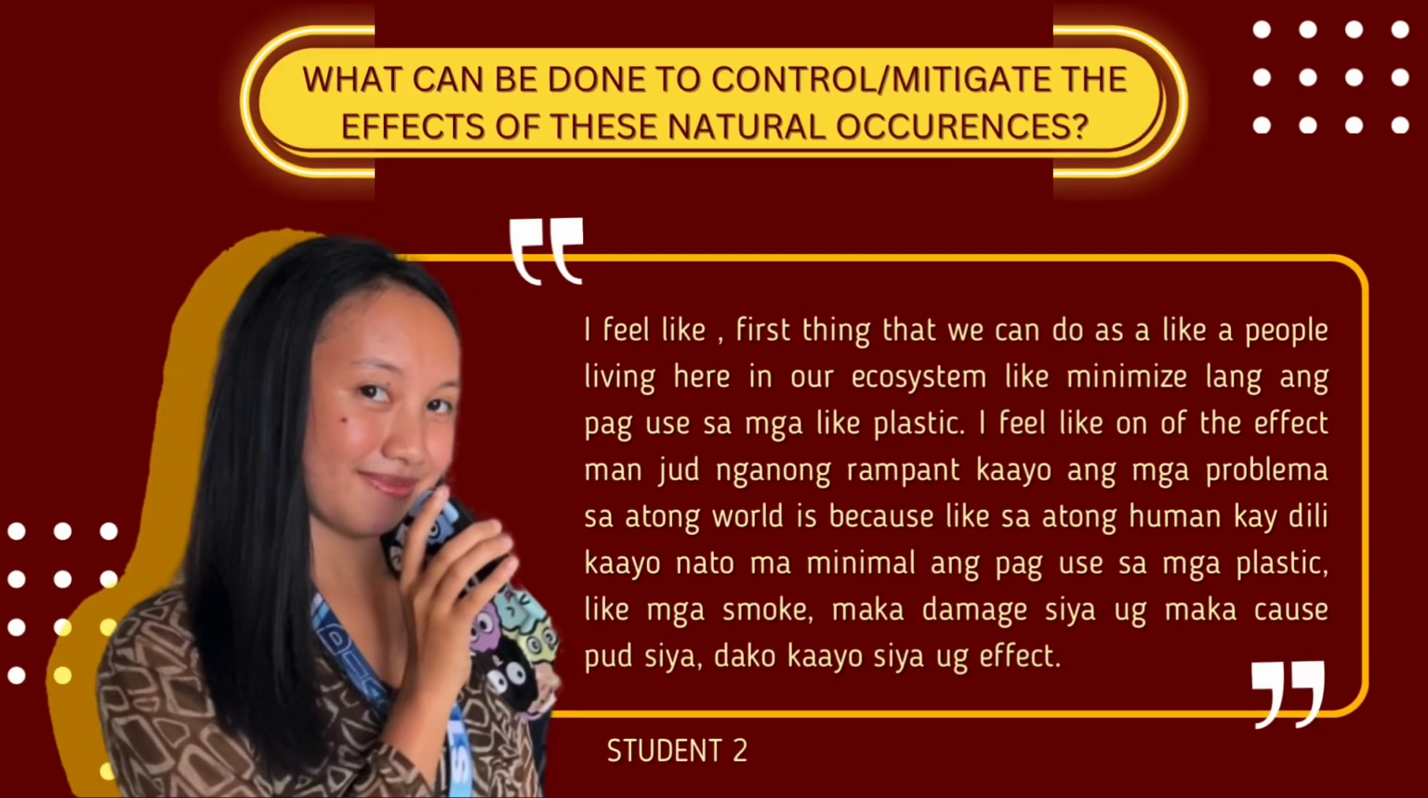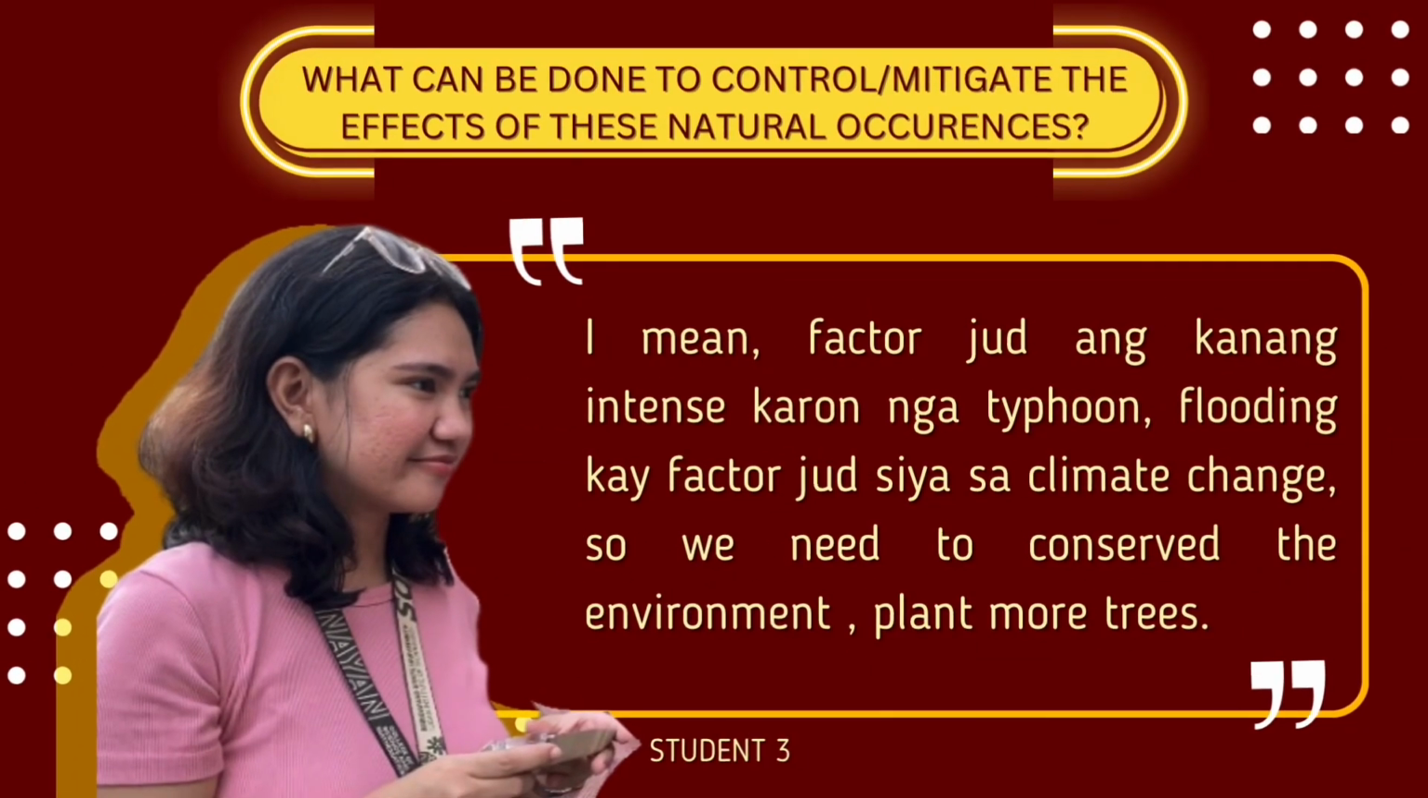Student 2 suggests that to help the ecosystem, people should minimize plastic use. She believes that one of the main reasons for environmental problems is humans' overuse of plastics and the damage caused by things like smoke. While Student 3 emphasizes that intense typhoons and flooding are major factors of climate change, and to address this, the environment should be conserved and more trees should be planted.